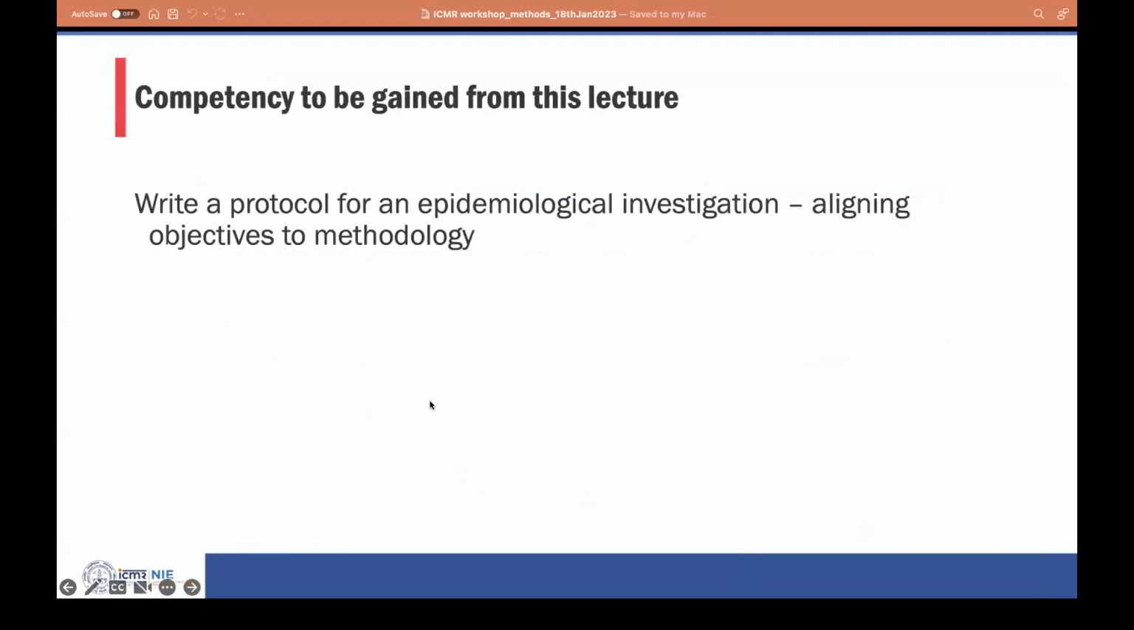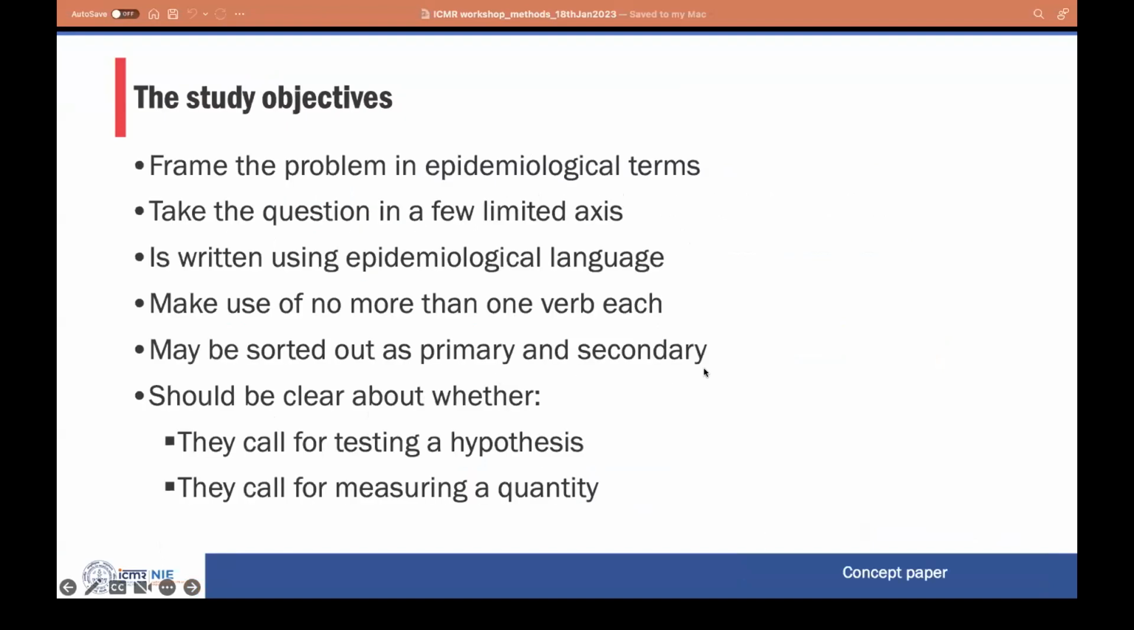So the competency to be gained is how to write a protocol for an epidemiological investigation, aligning objectives to the methodology. I think the most important thing is really articulating your objective well. If you have articulated your objective well, then you will be able to make the connection very well with the methodology. I come from an epidemiology background, so I'm using some epidemiological examples, but if you are coming from a lab background, you will have certain norms as to how to frame objectives. The main thing is that you need to use appropriate language while writing your objective.